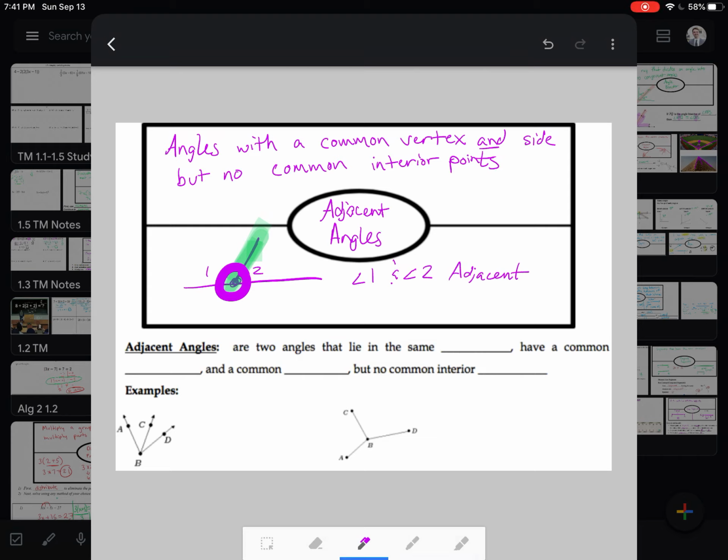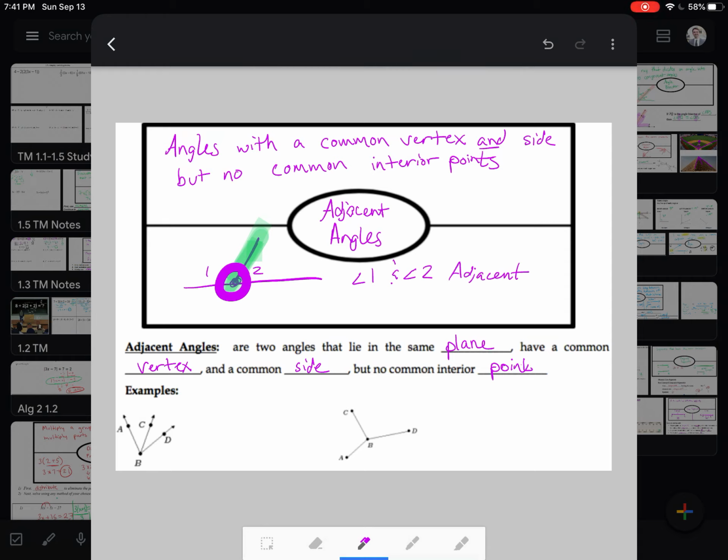Okay, so I put the guided notes on the bottom here. And again, a little bit of a repeat from what's above, but if we have this in multiple ways, it might help with multiple ways to understand. So adjacent angles are two angles that lie in the same plane, so they're in the same dimension, basically. They have a common vertex. They have a common side, but no common interior points.